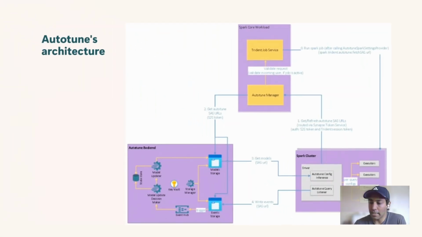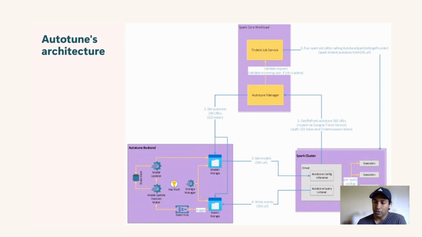In the previous slide, we talked about how after the logical optimization, that's when we look at the machine learning models that we have learned, do some inference and inject those configurations. This is exactly what the Autotune config inference module is responsible for. And all of this is happening inside the driver. That's why this particular module is inside the driver. Then we inject the best configuration that we can suggest at the moment, do the physical planning, generate the RDDs, do the query execution.